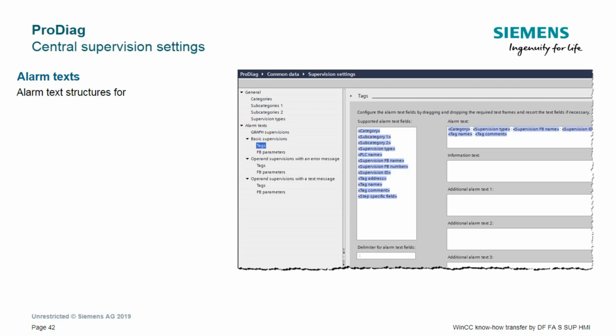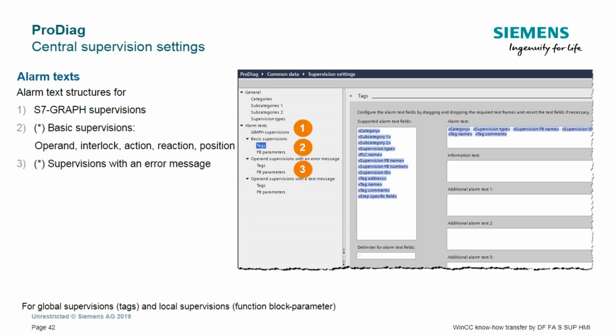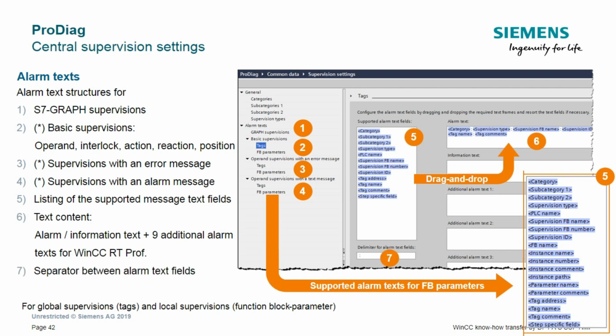We just differentiate here between the basic supervisions, which are again interlock, operand, reaction, action, and position. And then we have the other ones which are the extended supervisions, like operand supervision with an error message, or operand supervision with a text message. So basically, it's an operand supervision, which then triggers an error message or text message. That should be clear. Okay, and then, like I said, drag and drop into your alarm text, or you can also add additional alarm texts as well.